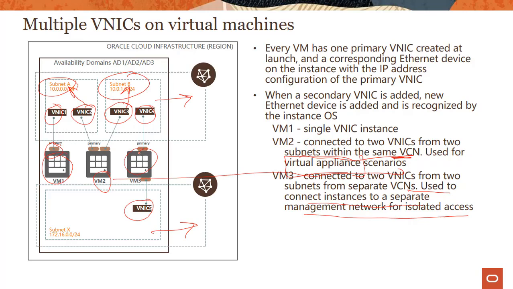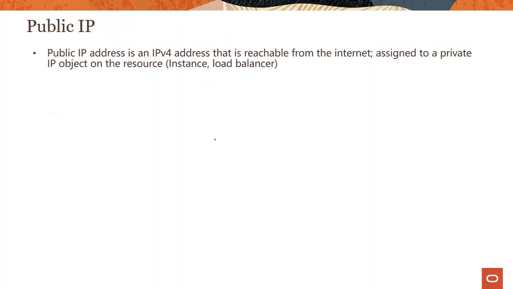So if you have many VCNs, you need a way to manage some things in there. You would use a configuration like this where you have a leg, so to say, in each of these VCNs, and you can reach them for a management network for isolated access. Now we looked into private IPs, we looked into network interface cards, whether it's primary, whether it's secondary.